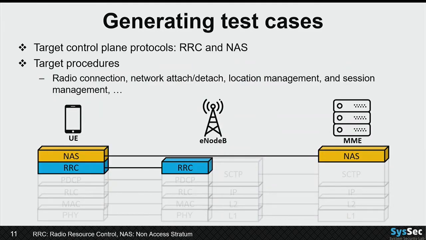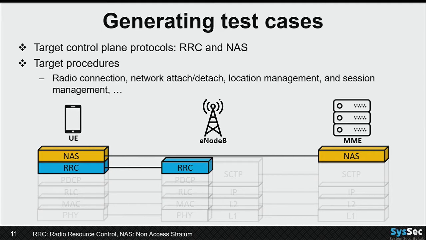First of all, among the various control plane protocols, we targeted 2 control plane protocols. One is radio resource control, in short RRC, and it is a communication protocol between a UE and an eNodeB. And the other is non-access stratum, NAS. It is a communication protocol between a UE and an MME. These 2 protocols handle very critical functions such as radio connection establishment, network attach, detach, UE location management, session management, and so on.